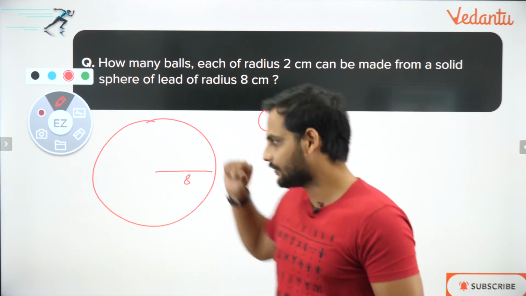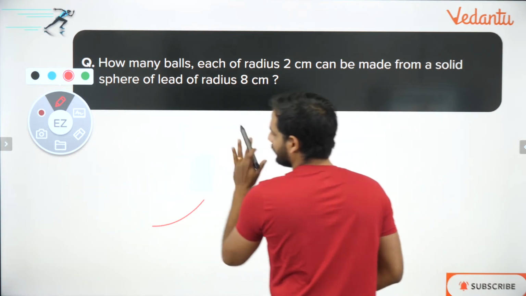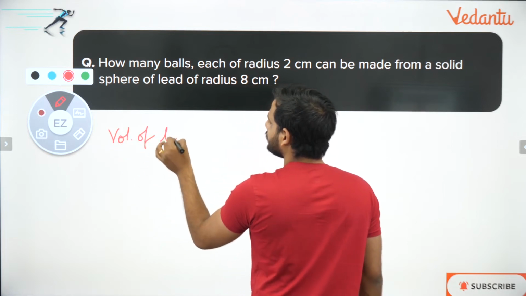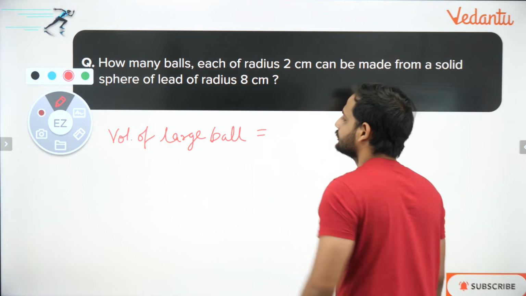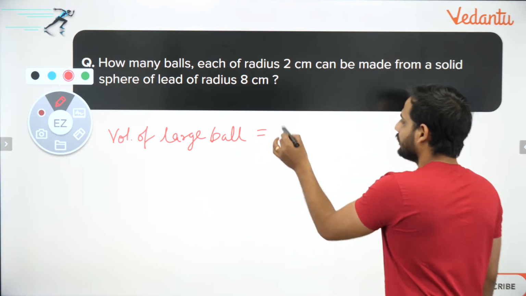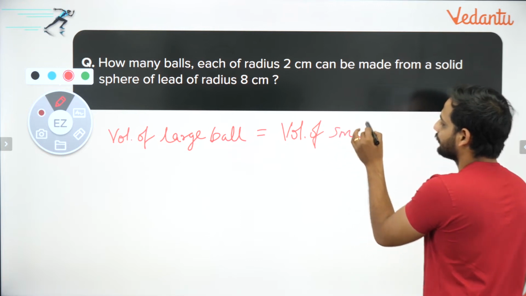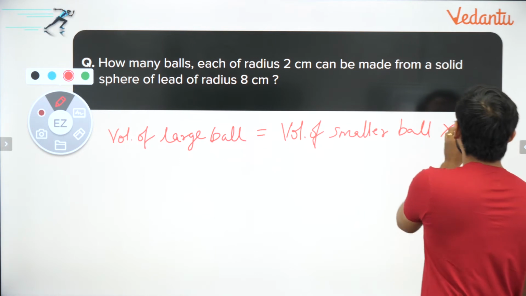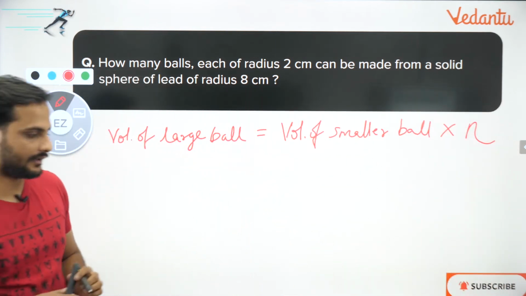And the material used is equal to what? Volume of the ball. So I will say that volume of large ball is equal to volume of one small ball into n. What is this n? n is the number of smaller balls I can make.